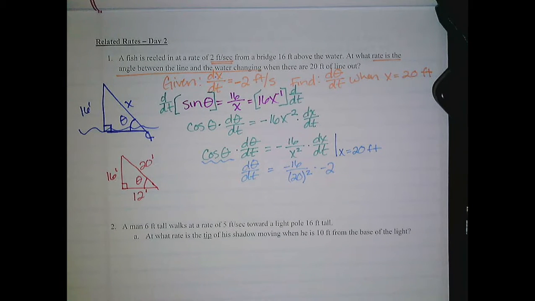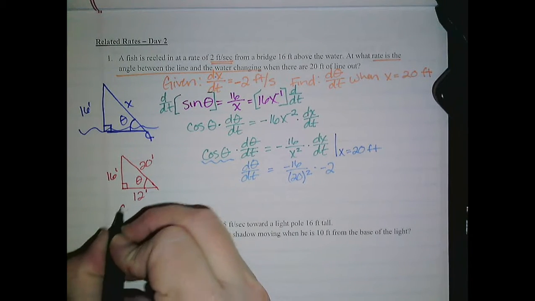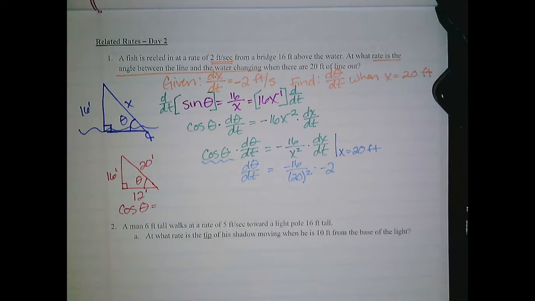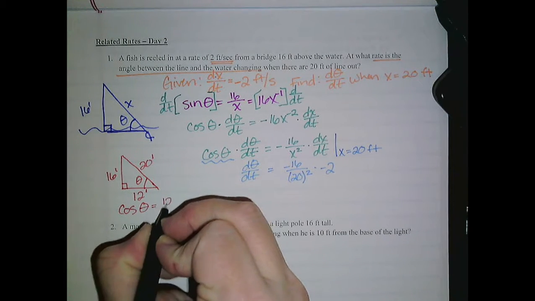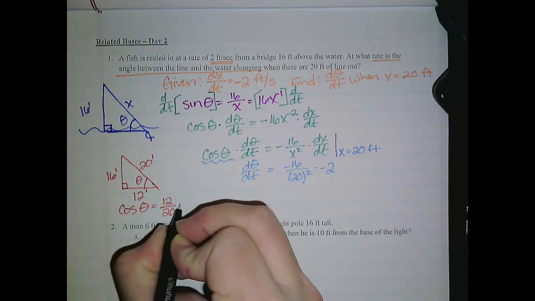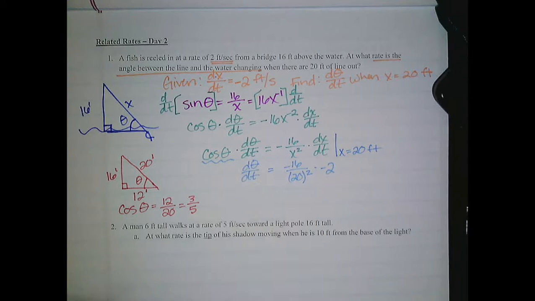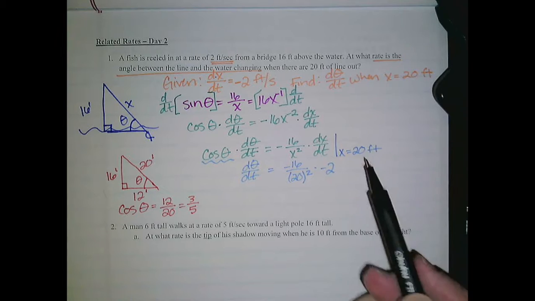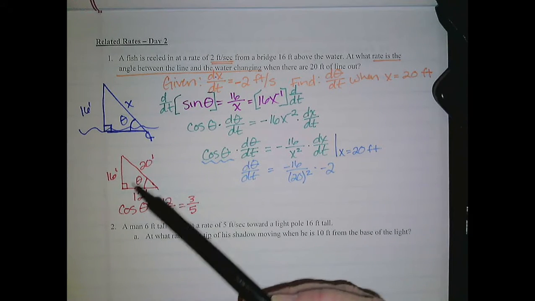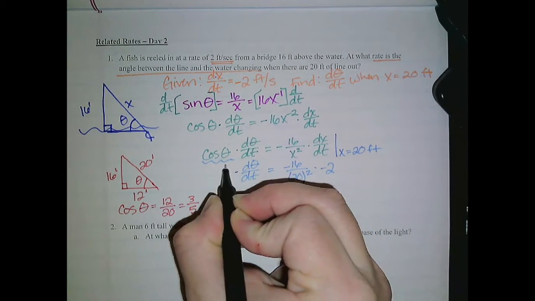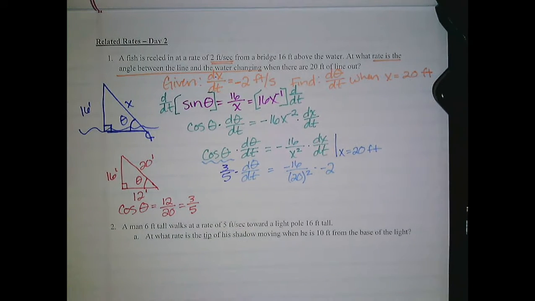So again, I don't know what theta is, but I can find cosine of theta, because cosine of theta is going to be equal to the adjacent leg, 12, over the hypotenuse, 20. Or, if we reduce that, 3 over 5. So even though I don't know what theta is, I know that at the instant when x is 20 feet, cosine of theta will be 3 over 5. And that is everything that I need to start solving for theta.